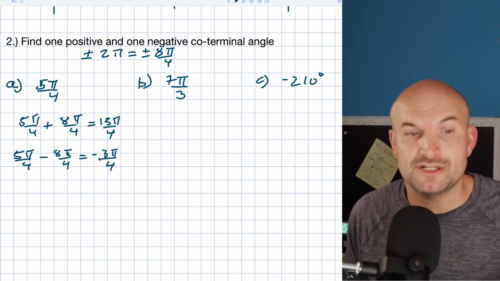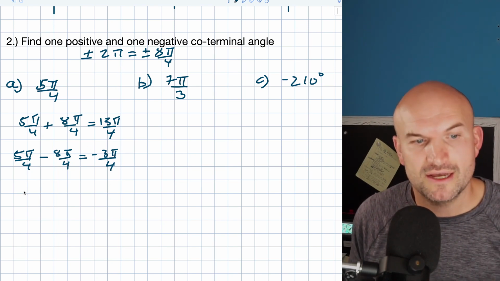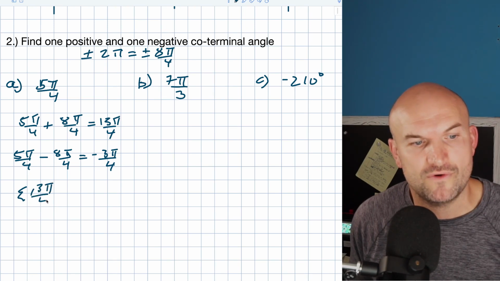So those are going to be my two coterminal angles, actually my smallest two coterminal angles. Notice how one is positive as well as one is negative. So 13 pi over 4 and negative 3 pi over 4.